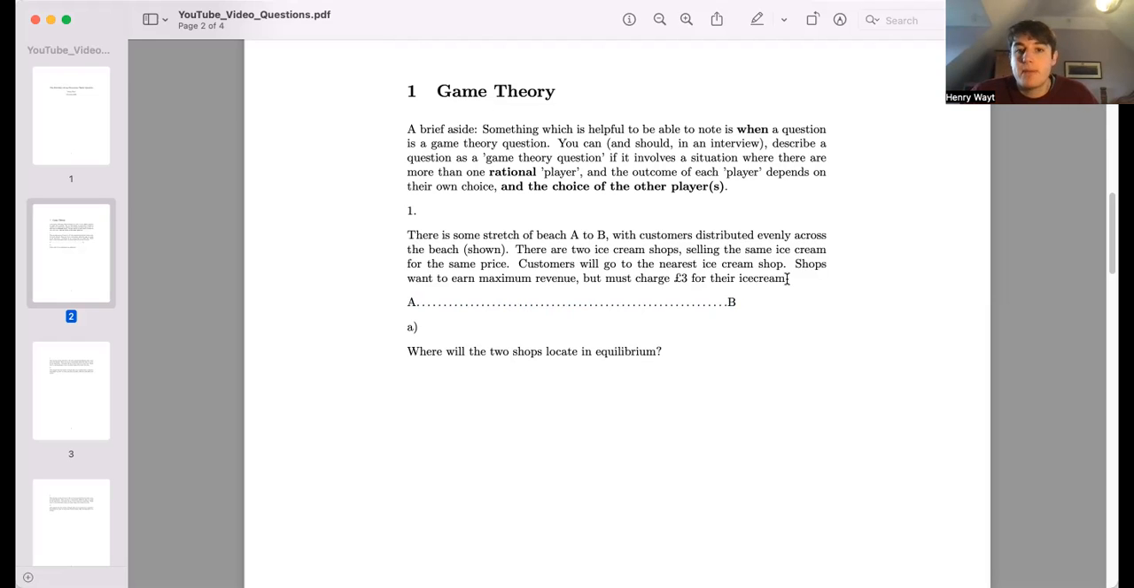And shops want to earn maximum revenue. But as I said, they must charge a fixed price. And let's call that £3 for their ice cream. And the first question is, where will the two shops locate in equilibrium?